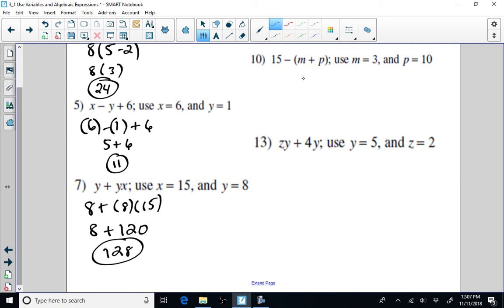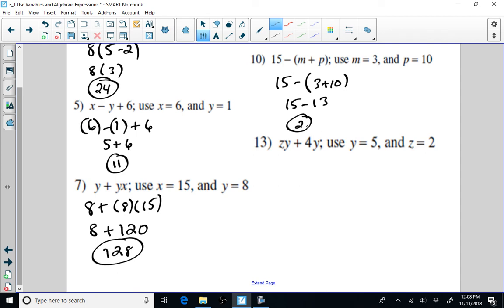Problem 10. We have 15 minus parentheses a number m plus a number p. We want to use m as 3. We want to use p as 10. So it's going to be 15 minus parentheses 3 plus 10. And for 3 plus 10, we have to do the parentheses before we do subtraction. So it's 15 minus 13, because 3 plus 10 is 13. 15 minus 13 is going to be 2.